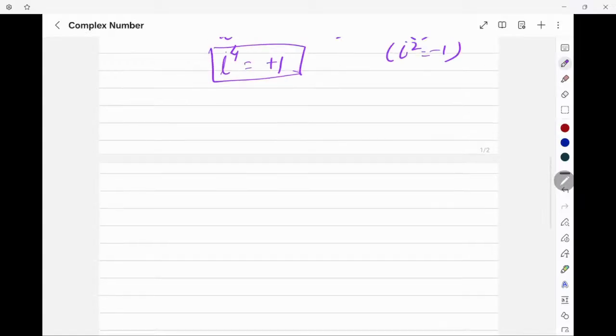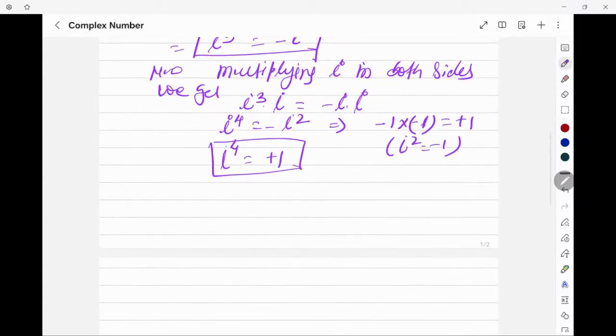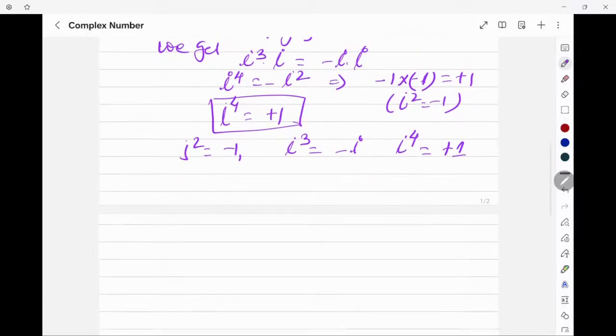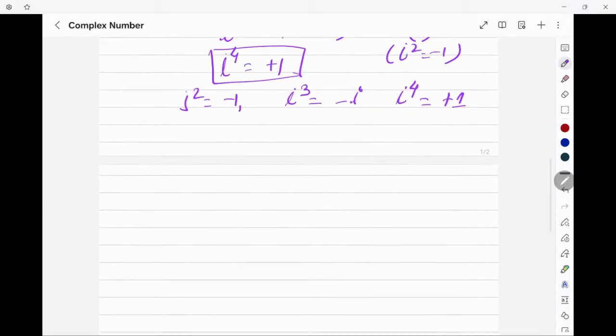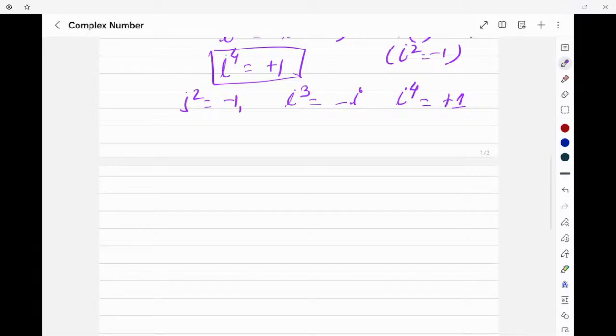So basically there are formulas as given: i square is equal to minus 1, i cube is equal to negative i, and i to the power 4 is equal to plus 1. These are the important formulas of a complex number. How can we evaluate with them? Look here.